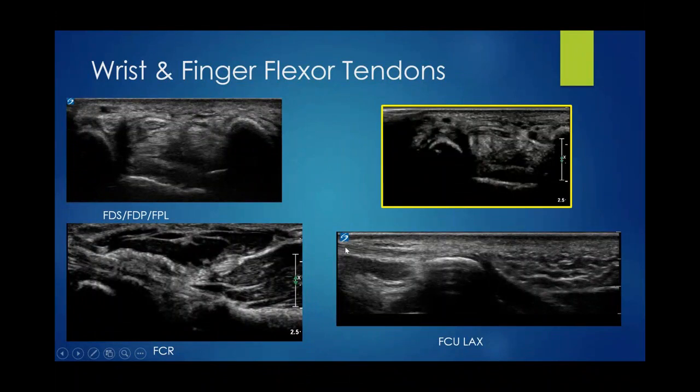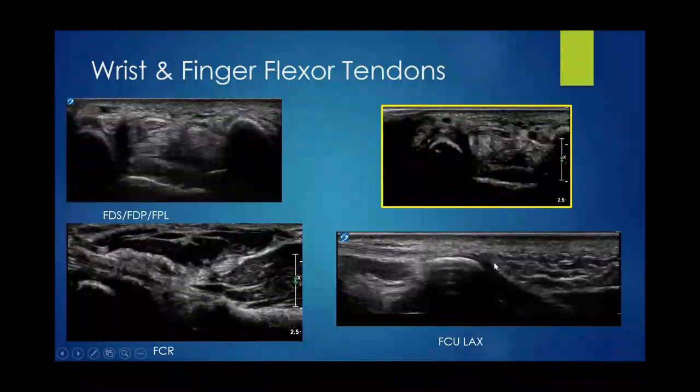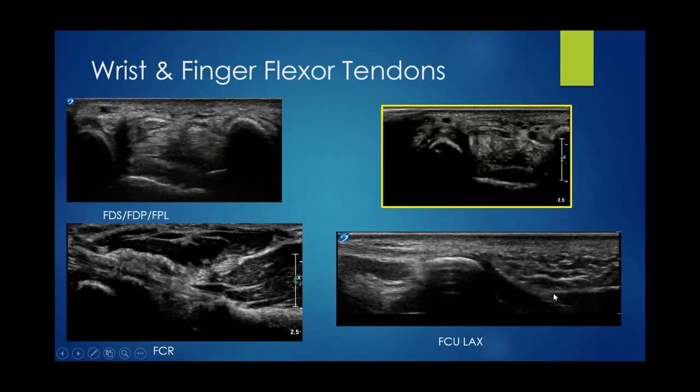The bottom right image shows the flexor carpi ulnaris coming down into the pisiform. The pisiform, as we know, is a sesamoid bone. The tendon then extends down to the hook of the hamate, forming the pisohamate ligament. There's another extension that goes from the pisiform down to the base of the fifth metacarpal, forming the pisometacarpal ligament.